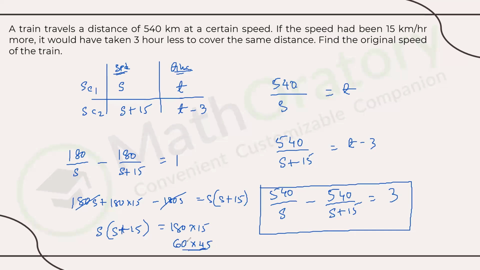The two numbers are at a difference of 15, and obviously the lower number will be S and the higher number will be 60, right? So this will be 45 and this part will be 60. So what are we looking for? We're looking for the original speed, that is S. So S should be 45 kilometers per hour. So that's the answer for this question.